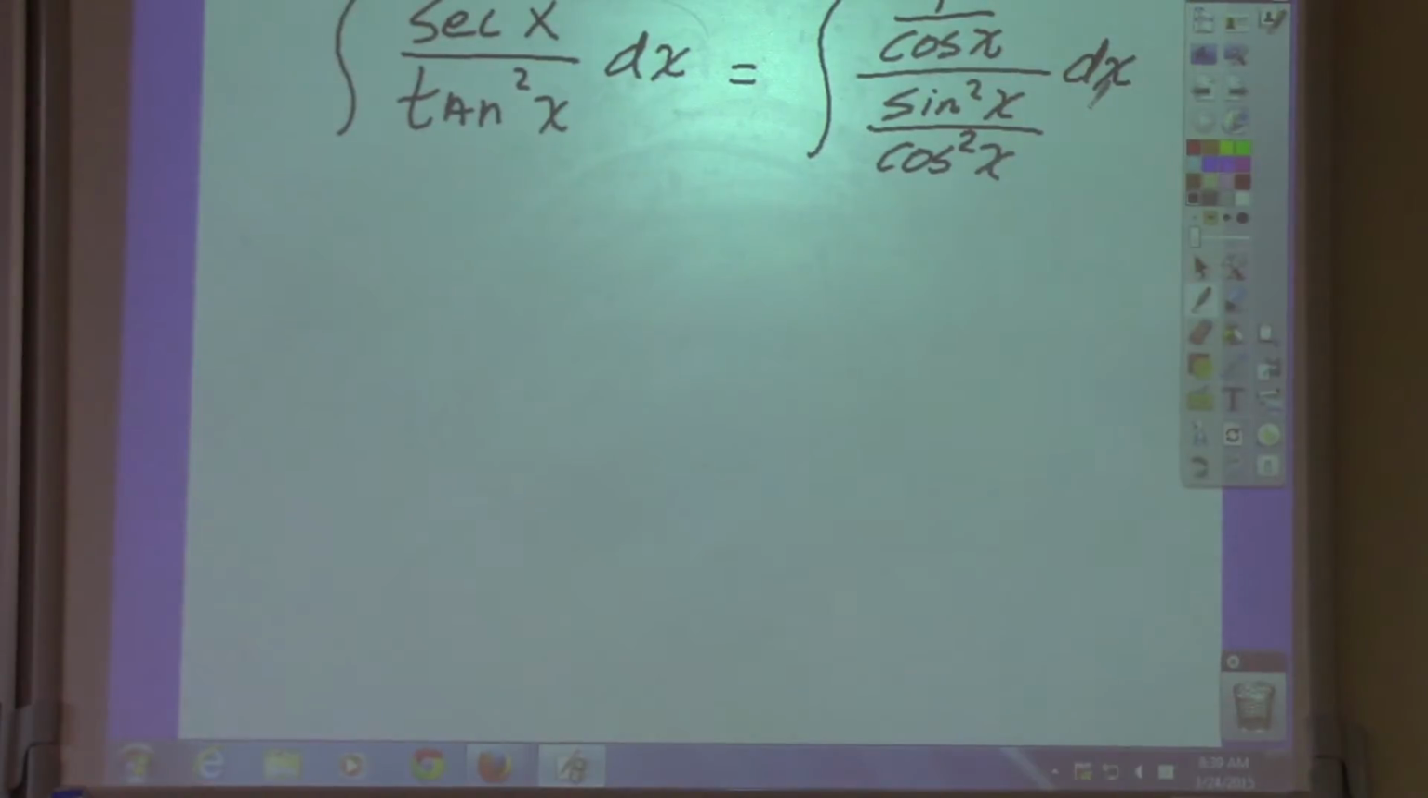And like I said before, the reason that you don't use the secant tangent relationship is because you can't do anything with secant. Now, if it was secant squared of x, then you could do something. But it's not. Take a few minutes and work on that.